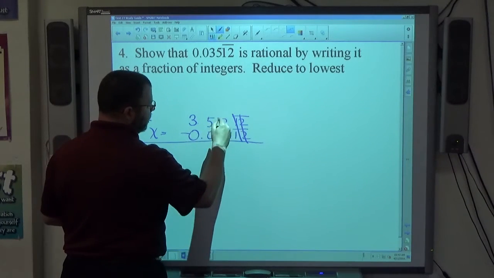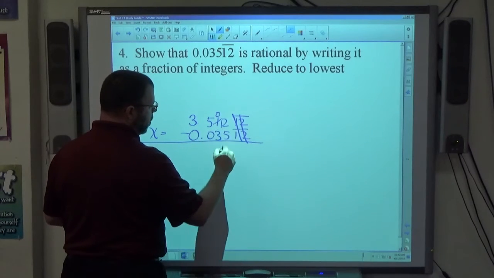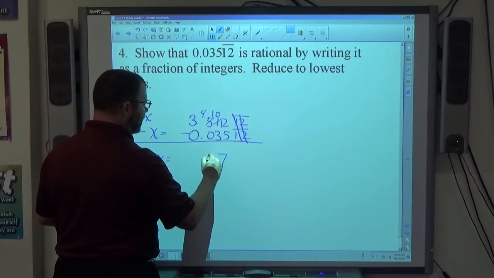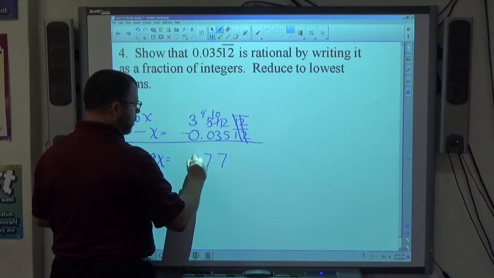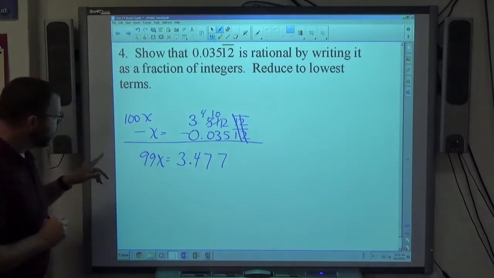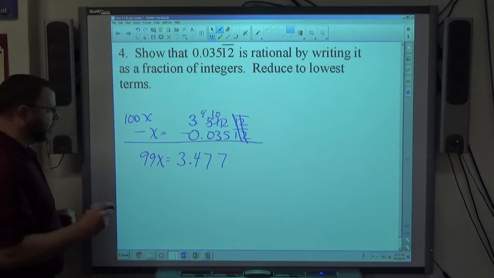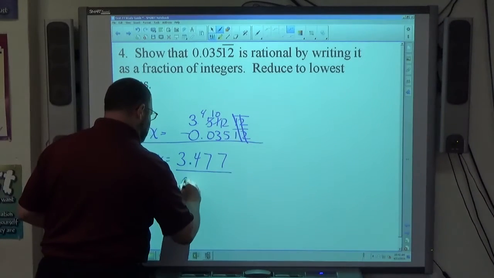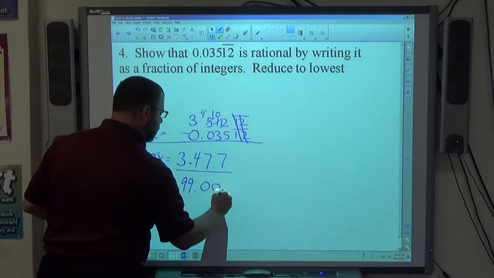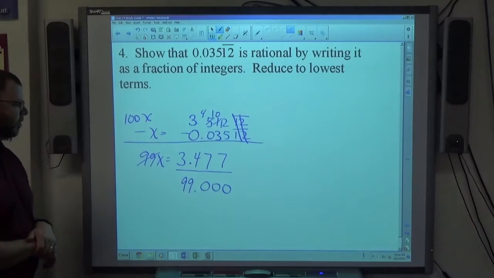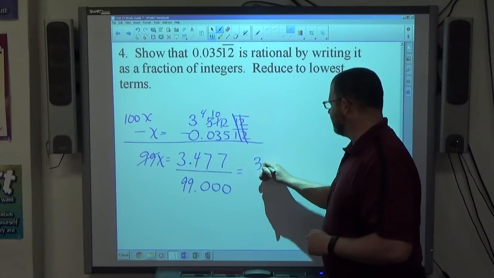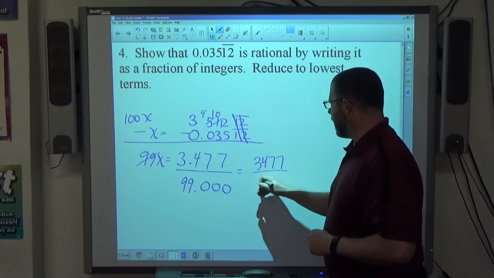Make that a 0, borrow, we get 12 minus 5 is 7. Borrow here, make that a 10. 10 minus 3 is 7. 4 minus 0 is 4, and 3 minus 0 is 3. So 99x equals 3.477. I divide both sides by 99, but over here I'm going to make it 99.000, the matching number of decimal places. So I get 3,477 over 99,000.